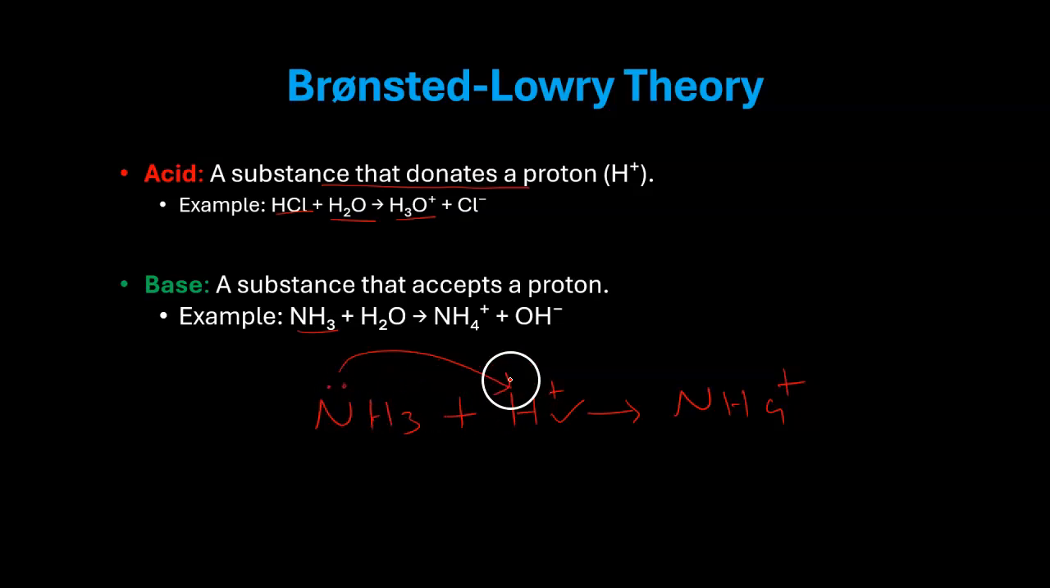So it is accepting the proton. This arrow indicates that it is transferring a lone pair of electrons towards the hydrogen, and we get the last compound, that is ammonia. So one is donating the proton and one is accepting the proton.